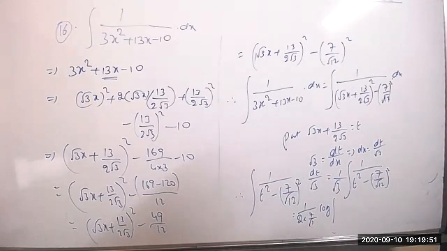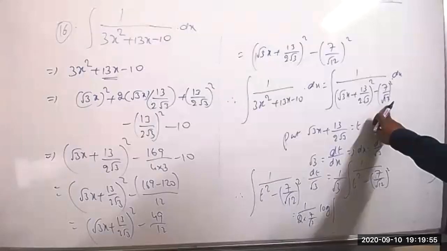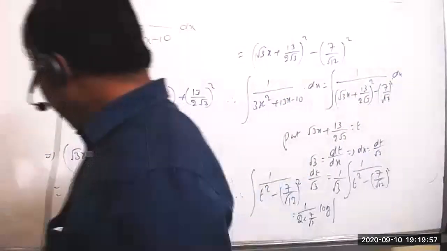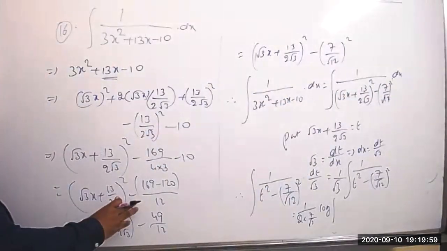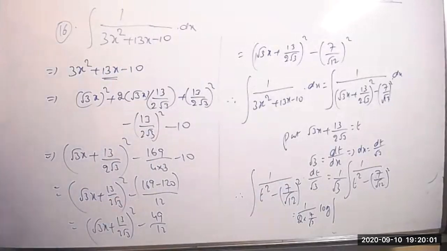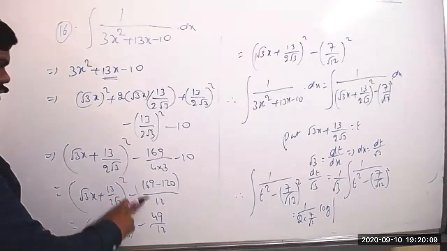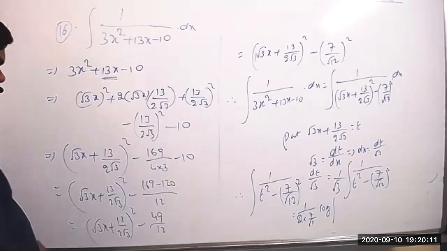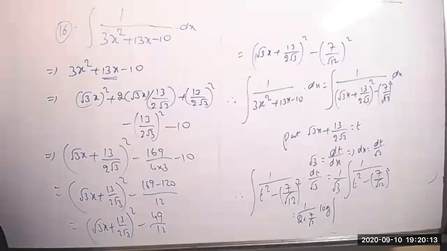Can you explain the second last step on the left side? This one, 169 minus 120. Yes, sir. You took minus common, then it should be plus in between, right? If taken minus common, yes, it will be correct, but here we can't take the bracket.